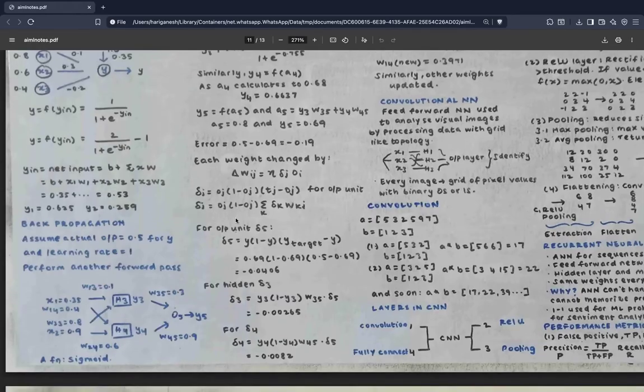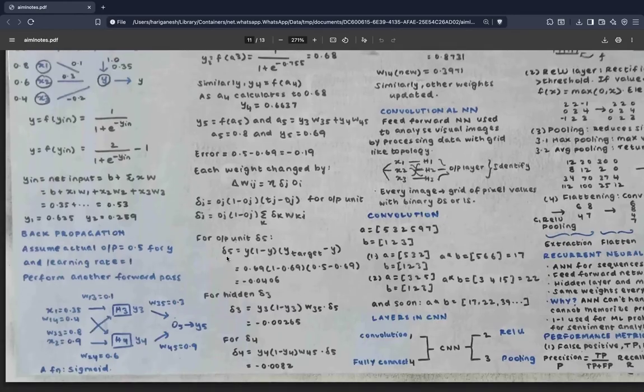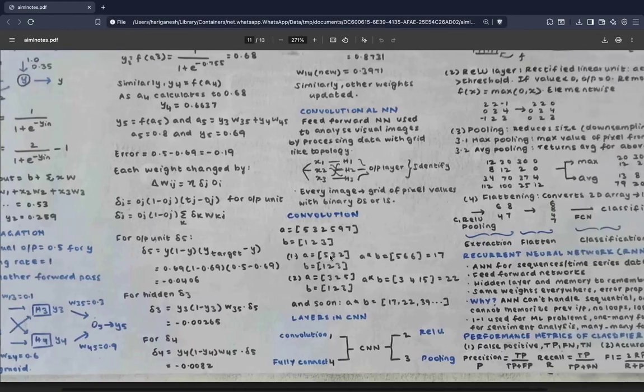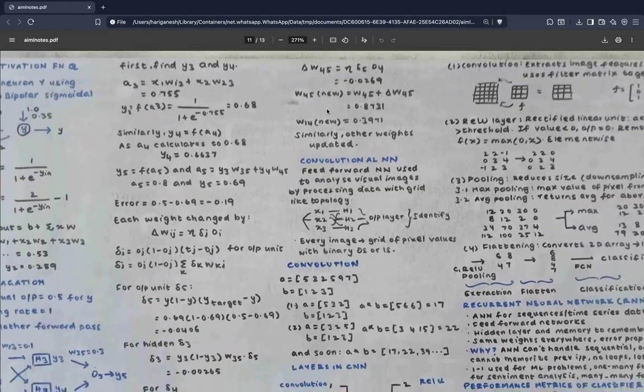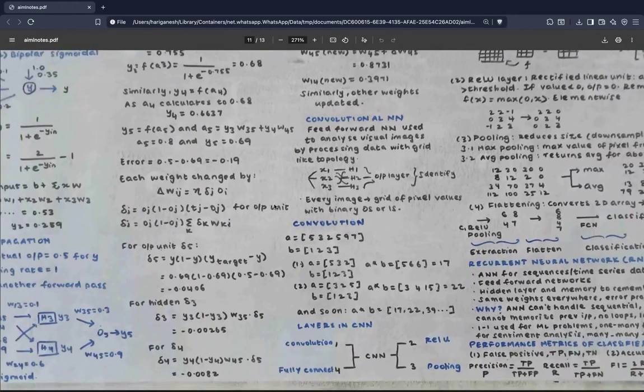So you substitute all of this. You solve for delta 5 first, then you get the rest of the values. Honestly, they won't ask this much, but this is pretty simple math. If you really want to go through it anyway, then you're welcome to do so. And then you find the updated weight with the formula that we have. And this is the delta weight. Updated weight is old weight plus delta weight. So you update all the weights in this network as such.